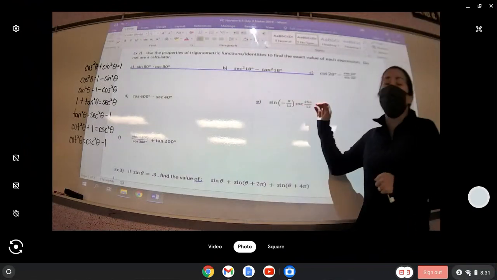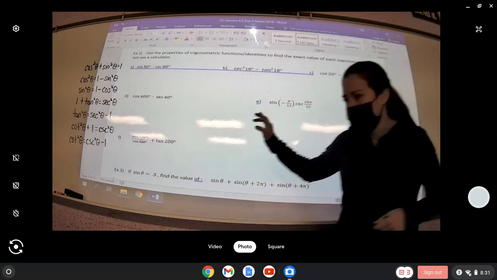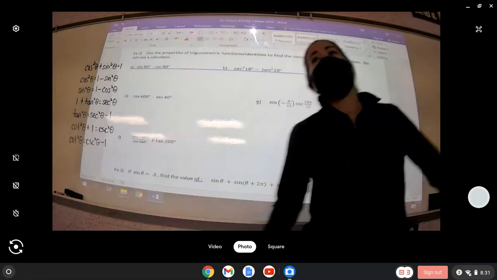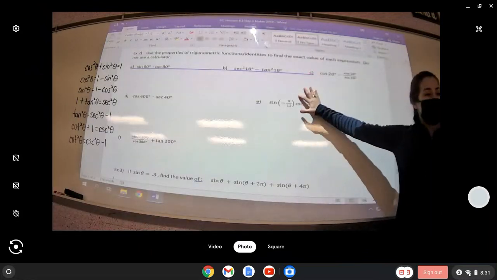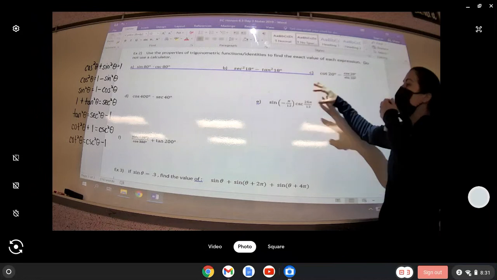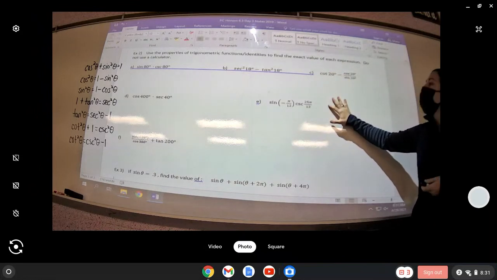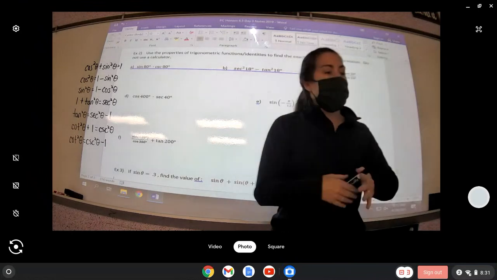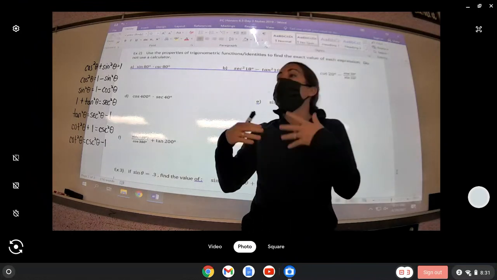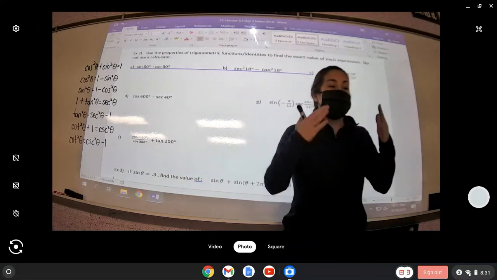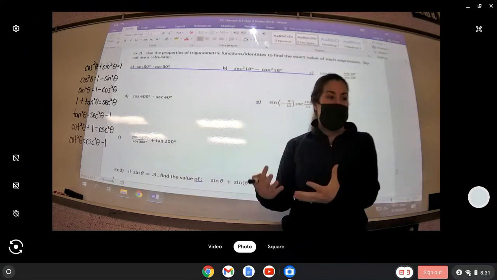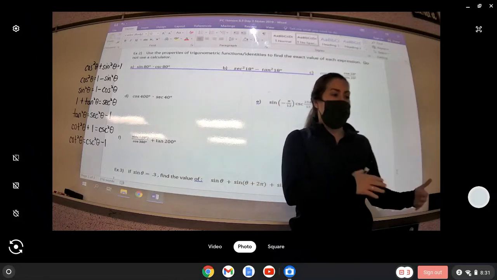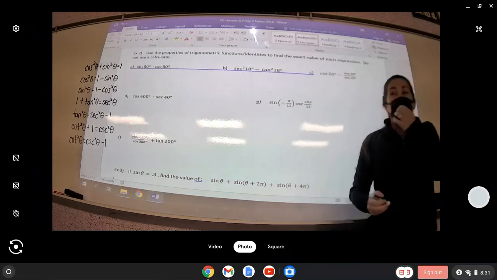So we are finishing our day 3 notes on the trig identities, the properties of trig functions. For the next set of problems, keep in mind that you want to rewrite as much as possible in terms of a reference angle. So if it's not a positive acute angle, you probably want to rewrite it in terms of a positive acute angle. And you'll see what I mean when we get there.